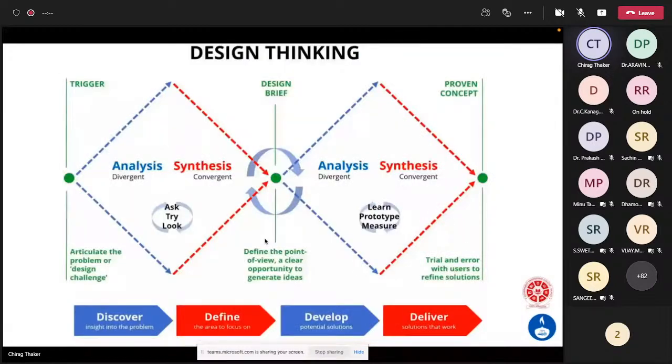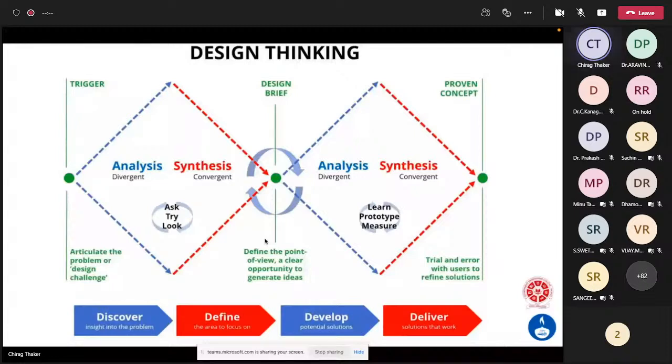This is the second proposed process with design thinking, and it is called the double diamond model. And it is 4 Ds: discover, define, develop, and deliver. What does the discover phase say? Develop insight into the problem. So discover gives you insight into the problem. Define gives you the area to focus on. Develop gives you potential solutions. And deliver, that is, solutions that work.